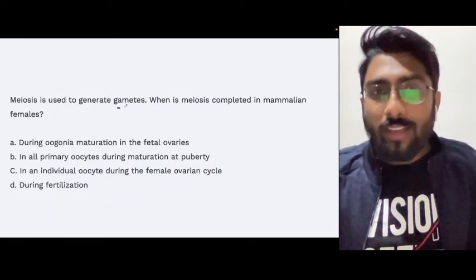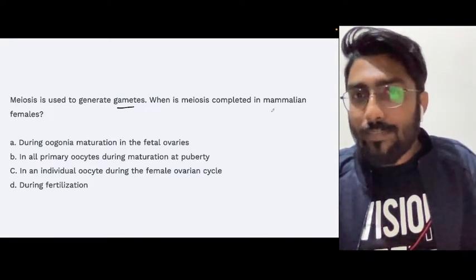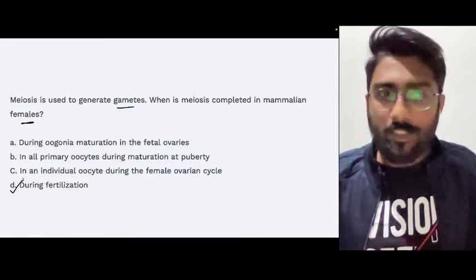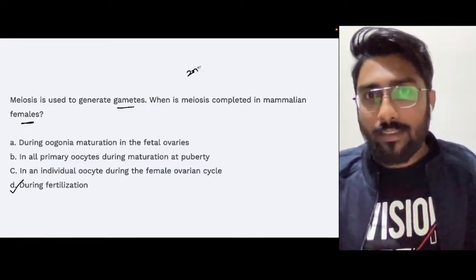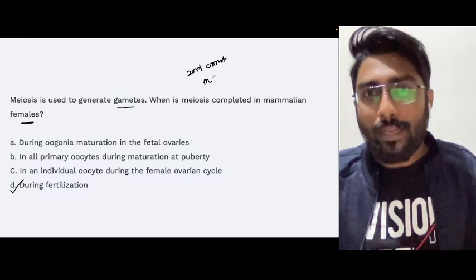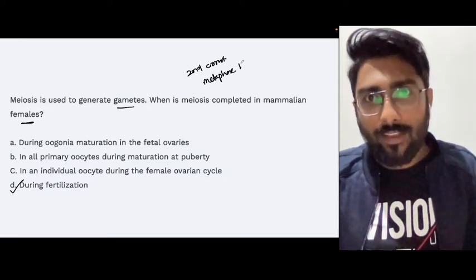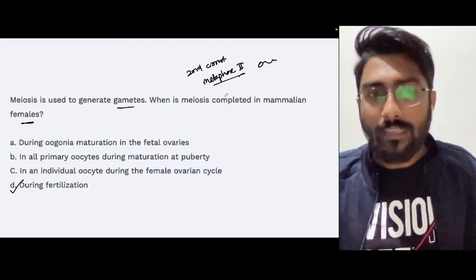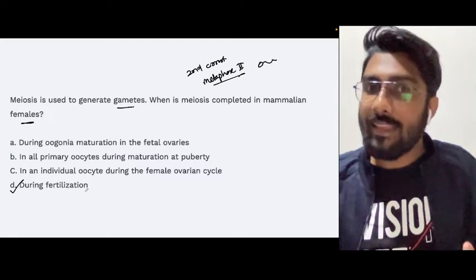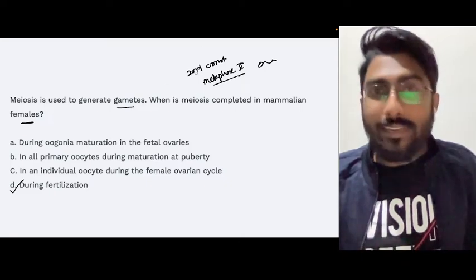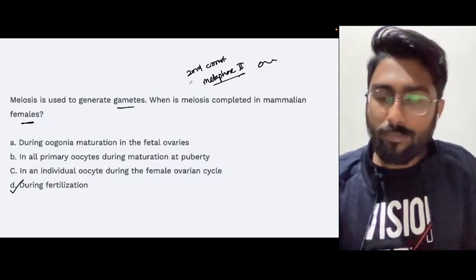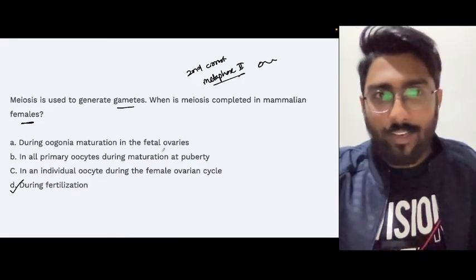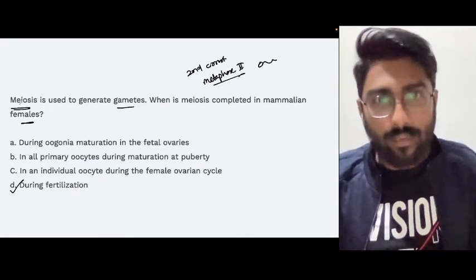Meiosis is used to generate gametes. When is meiosis completed in mammalian females? During fertilization, it is arrested, the second arrest at metaphase 2. When the sperm enters and fertilizes the ovum, then the division completes with the formation of the second polar body and the complete formation of the egg, the ovum.